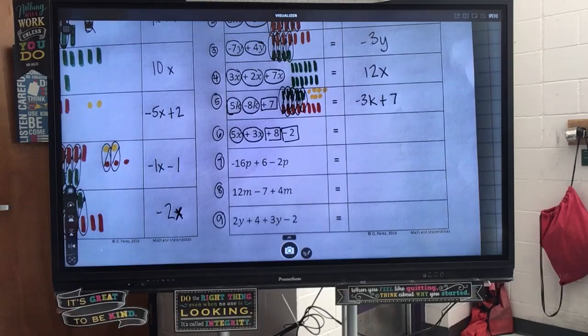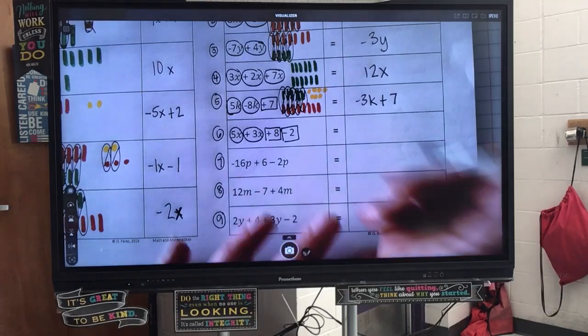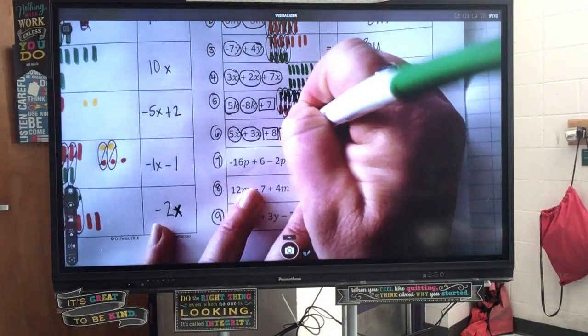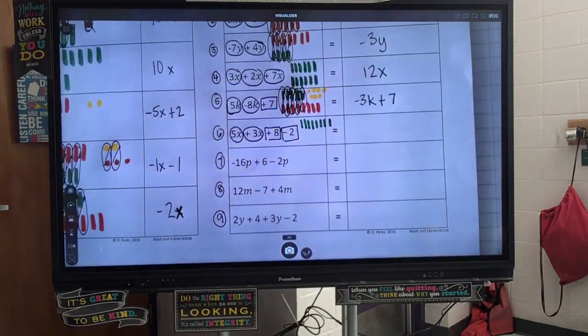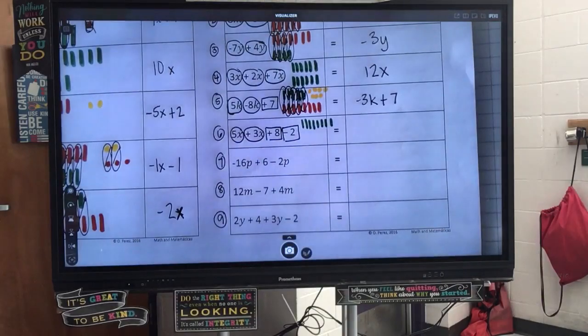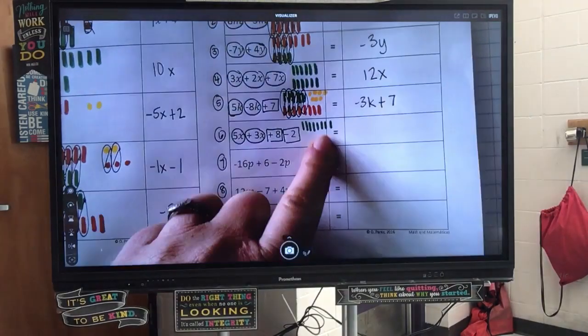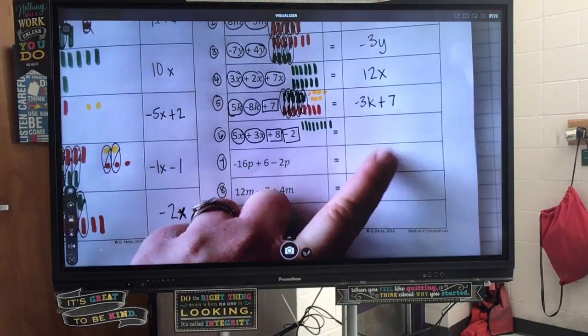How many positive x's do we have? 8. Alright, 1, 2, 3, 4, 5, 6, 7, 8. Do we have any negative x's? Alright, so then we know what is the first part of our expression over here.